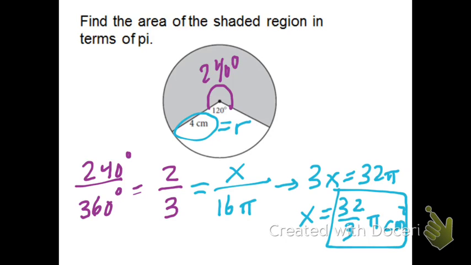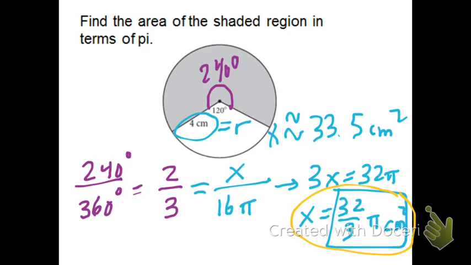If you wanted to round it, you could just type into your calculator 32 divided by 3, and then multiply that by pi, and you get the approximated area is 33.5 square centimeters. So either one's okay, but if it says specifically to give an exact answer, you want to do this, and if it says to give an approximated answer, rounding to the nearest tenth, you would give an answer like that.